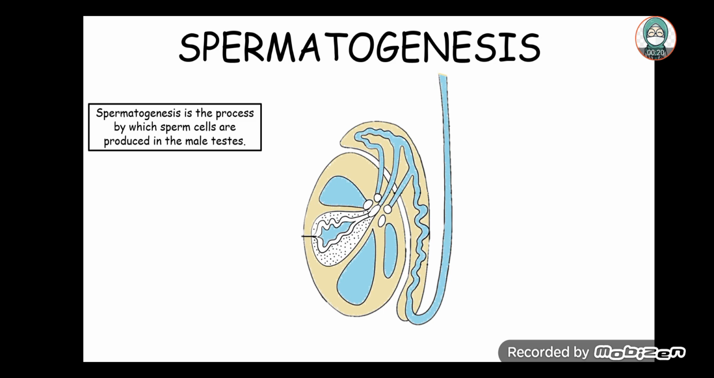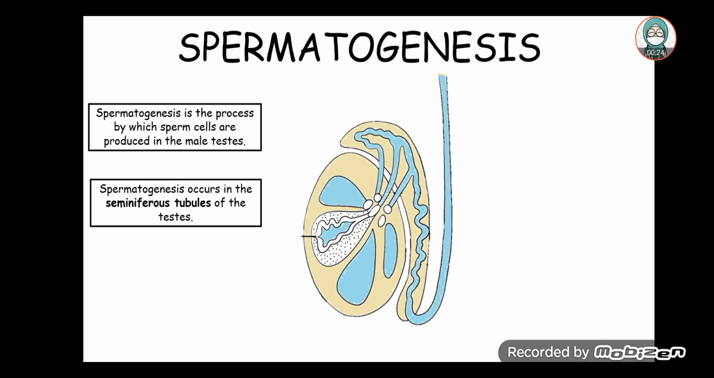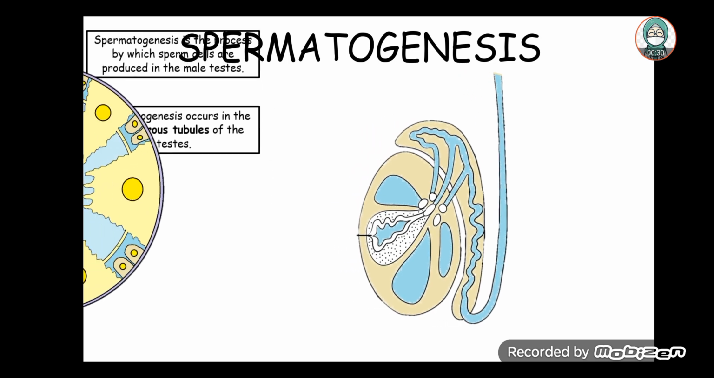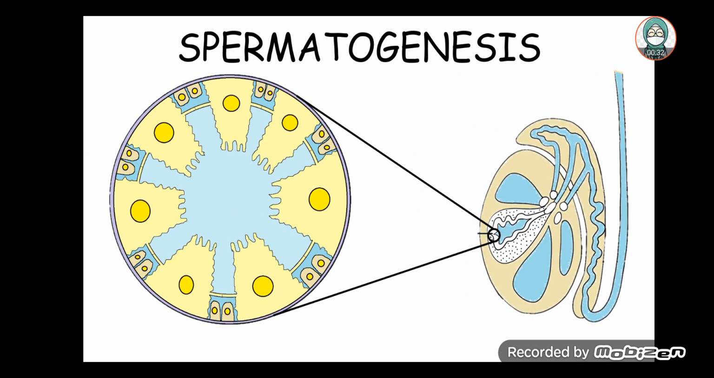As we know, the spermatogenesis process occurs in the male testes, but more specifically we can say that it occurs in the seminiferous tubules of the testes. If we take a cross section of a seminiferous tubule and enlarge that section, we will see that this structure looks like this. This is the cross section of a seminiferous tubule.